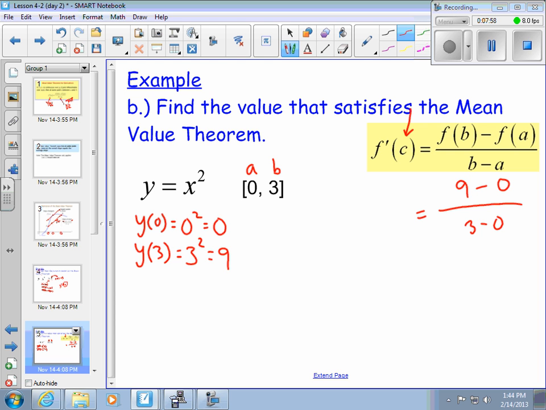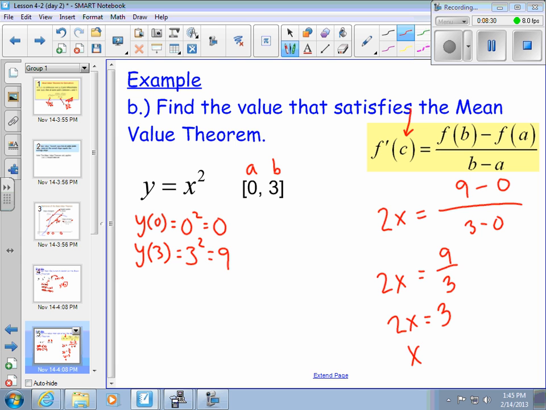All right, now we've got to set that equal to the derivative. We already found the derivative of this function is 2x. So what we're going to try to do is figure out what that x is, what value makes these equal. Let's simplify the right side. On top we have 9, on the bottom 3. 9 divided by 3 is 3. So we get 2x equals 3.